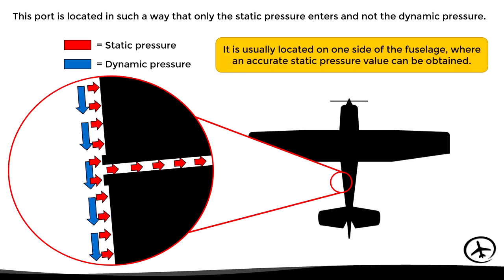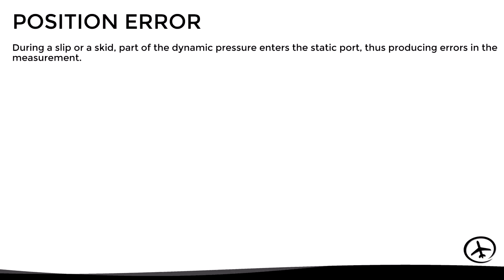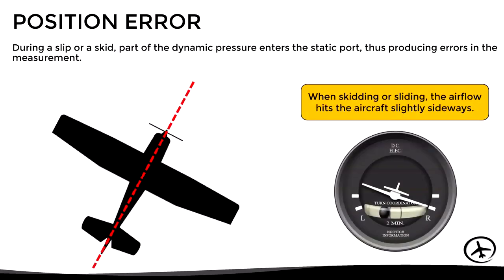However, this design also has some position errors. If the aircraft performs a skid or a slide, part of the dynamic pressure will enter the static port, thus producing errors in the measurement. This occurs because in a skid or slide, the airflow not only hits the plane from the front, but slightly on one side. If we look at the previous example, but now making a skid, we can see the following.